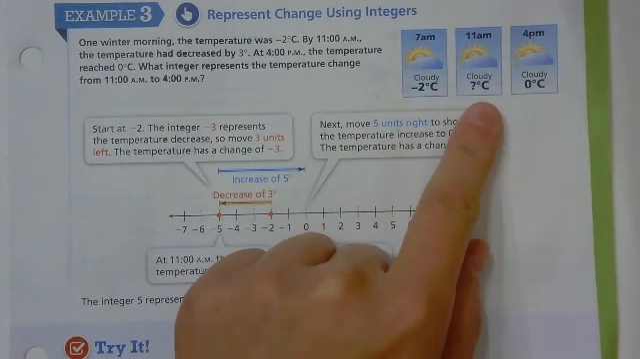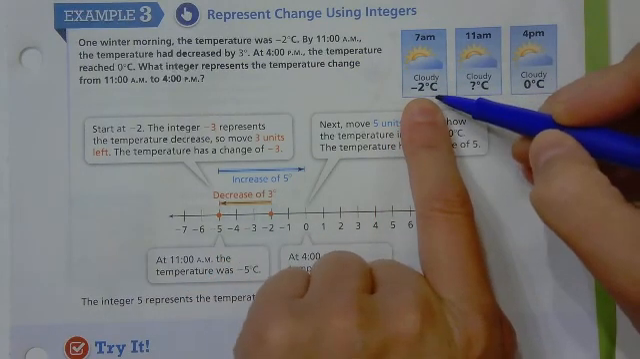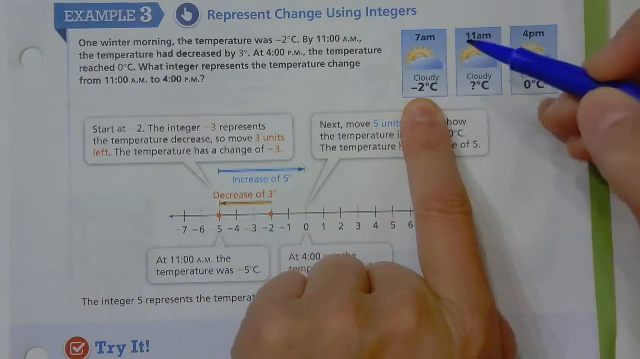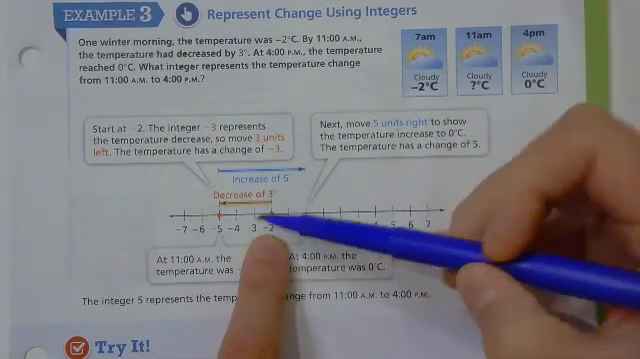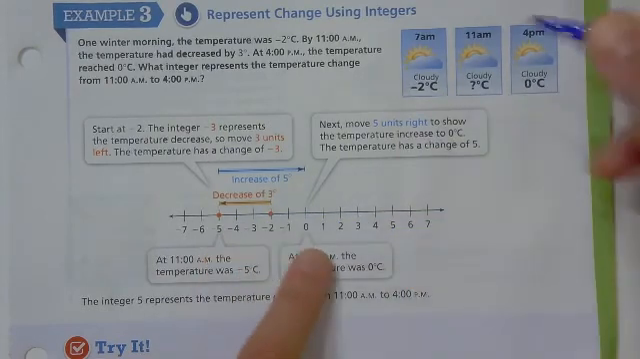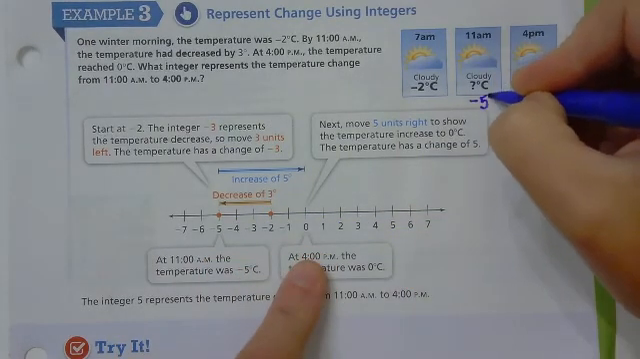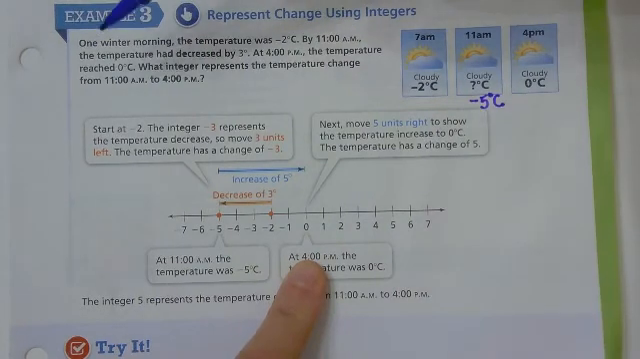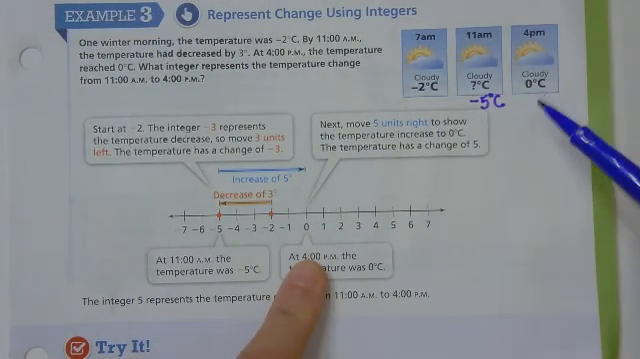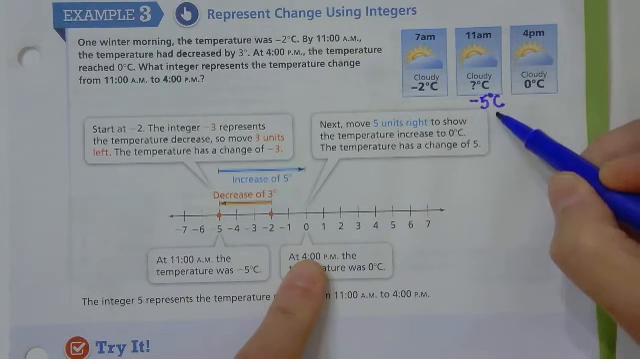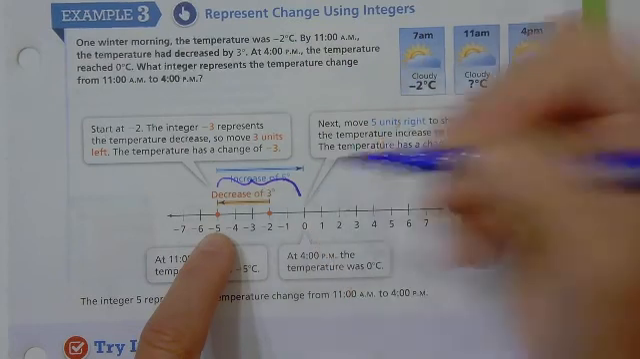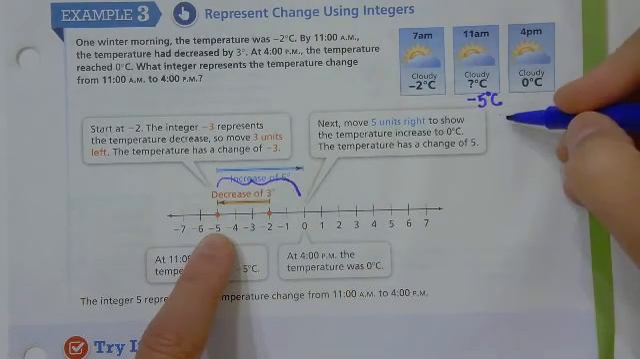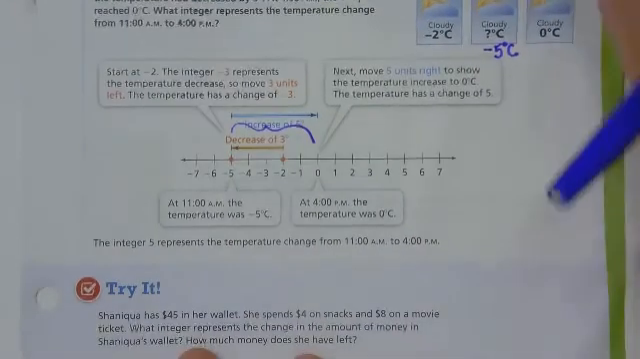We started the day at -2. By 11, the temperature had decreased by 3 degrees. If it was already at -2 and it decreases by 3 degrees, then we are going further down the negative side of our number line. So -2, -3, -4, -5. At 11, it's -5 degrees. Then the temperature reached 0 degrees by 4 p.m. To get from -5 degrees to 0 degrees, it had to increase 5. It had to go up 5 degrees.